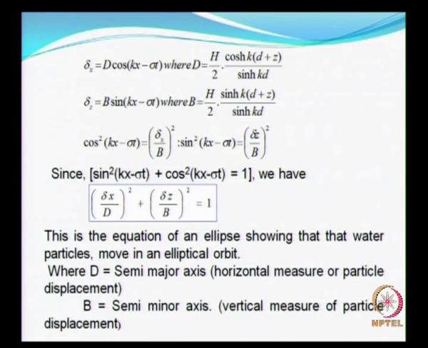Now I just take this sin square and cos square, and when I add them, that is equal to 1, which all of us know, from which we get an expression as you can see, which is nothing but the equation of an ellipse. So this is the equation of an ellipse showing that the water particles move in an elliptical orbit, where d is the semi major axis, the horizontal measure of particle displacement, whereas b is the semi minor axis.